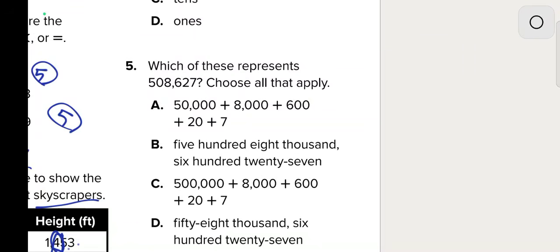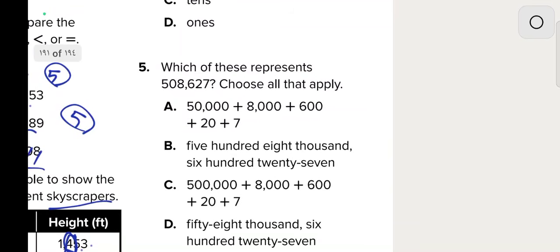Which of these represents 508,627? Choose all the correct numbers. Choose all that apply. That means you have to choose more than one. Okay.